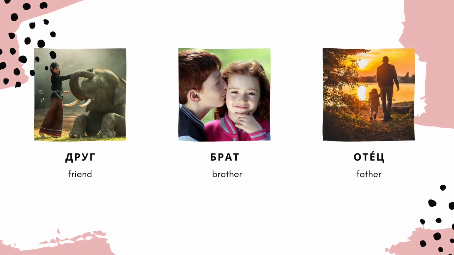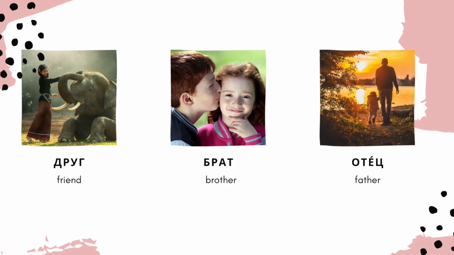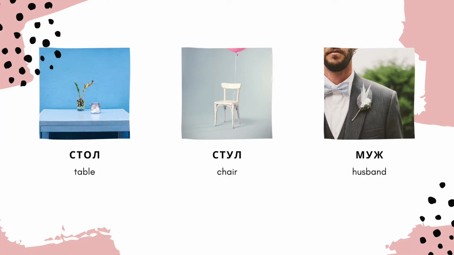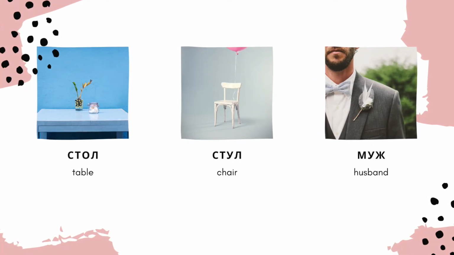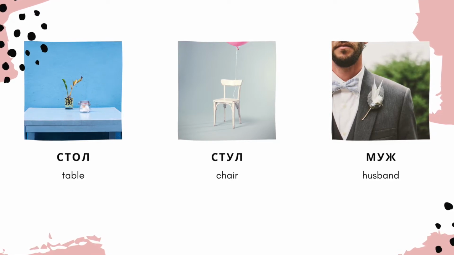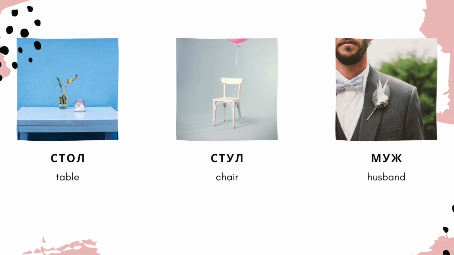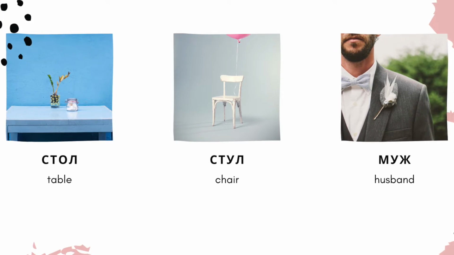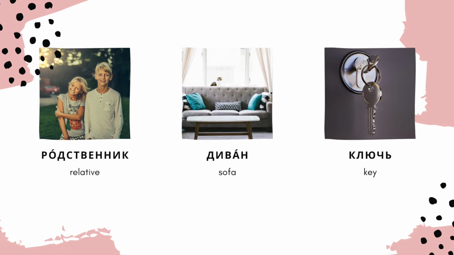Okay, and as I promised you, now we are going to learn these words, their pronunciation, stress, and what they mean. I won't read you an English translation, I'm sure you can read. So first one is друг, друг, брат, брат, отец, отец. Remember about unstressed о, it's not отэц, right? Отец. Next three, стол, стол, стул, стул. I know that there is a very similar word in English, but this one is exactly chair. Стул.